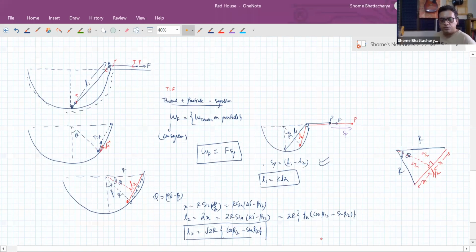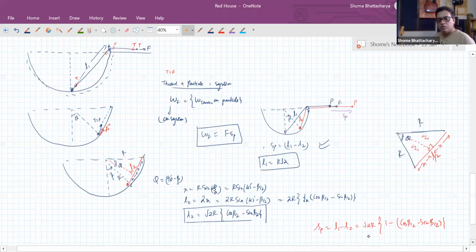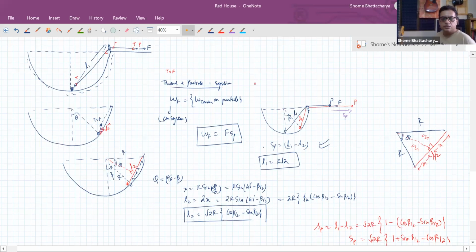Okay, so now we just substitute this over here. So you can see that the displacement of that point P is L1 minus L2. So you can take root 2R common and it becomes 1 minus (cos beta by 2 minus sin beta by 2). So when you multiply this with the force magnitude F now, you will get the same value of work done which we have got from this other method. You can see it's the same term.